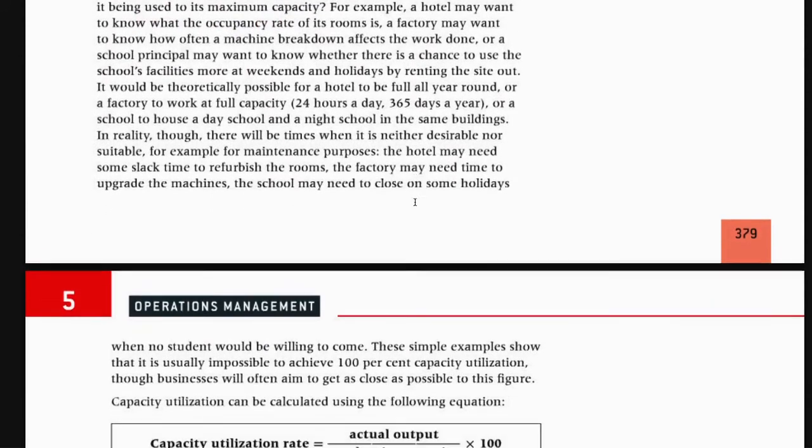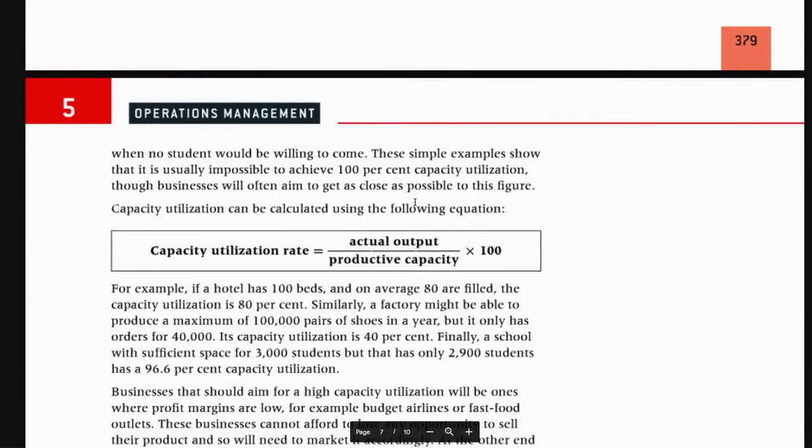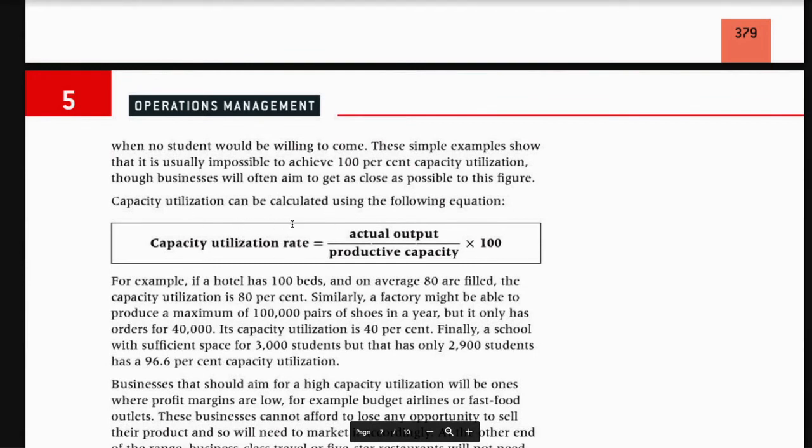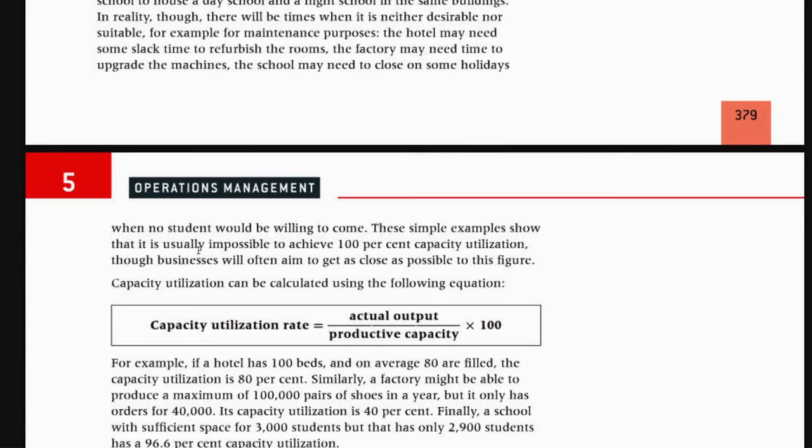Okay, finishing up with some more calculations, our final calculations. These will be given to you on the exam, on the formula sheet. Capacity utilization rate. This is: at what percent is the capacity being utilized?